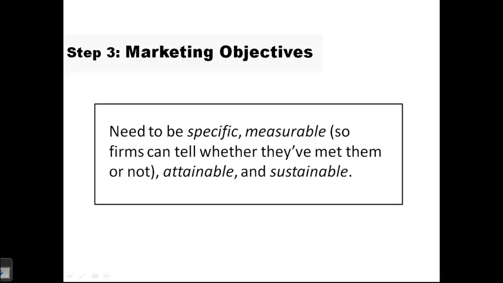Step 3. The marketing objectives. These goals are a direct outgrowth of the mission statement and broadly identify what the firm hopes to accomplish within the general time frame of the firm's long-range business plan. If the firm is big enough to have separate SBUs, each unit will have its own objectives relevant to its operations. To be effective, objectives need to be specific, measurable, attainable, and sustainable.